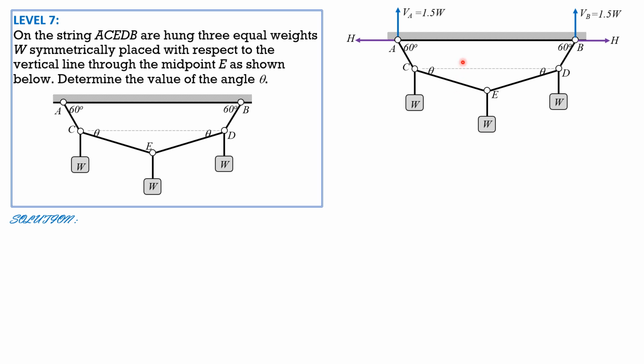So I cut portion C, then summation of forces horizontal equals 0. So T sub CE cosine theta equals H. Call that equation 1. T sub CE cosine theta, rightward component, equals H. Summation of forces vertical equals 0: 1.5 W minus W minus T sub CE sine theta equals 0. So T sub CE sine theta equals 0.5 of W.